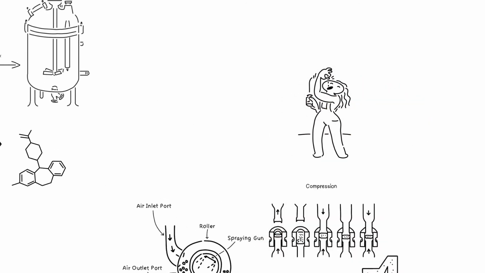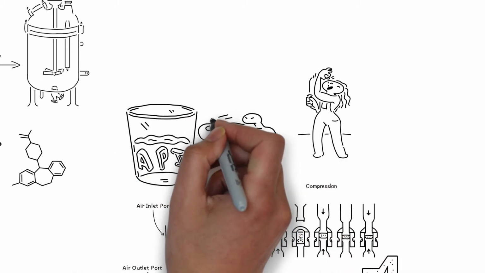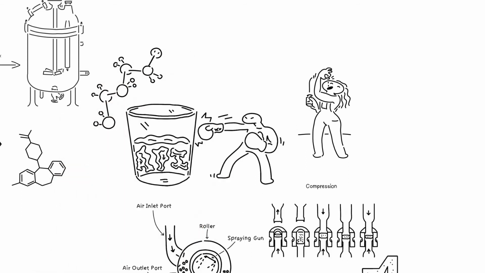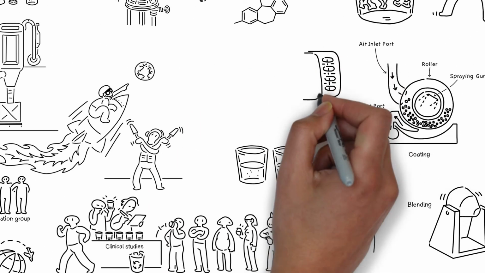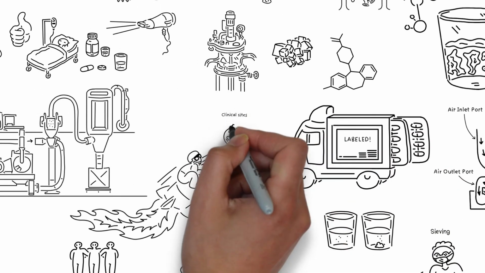Sometimes formulation can be especially challenging when the API is insoluble, but there are techniques that can be brought to bear, like converting crystalline API to nanoparticles or converting to amorphous form by spray drying in the presence of a polymer. Finished drug product is then packaged appropriately, labeled and distributed initially to clinical sites to enable studies and ultimately to patients.